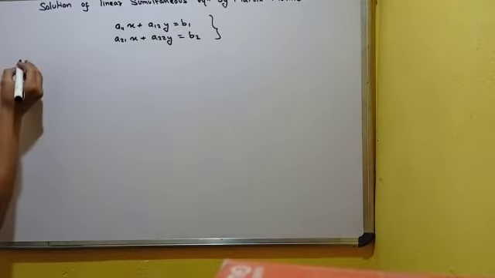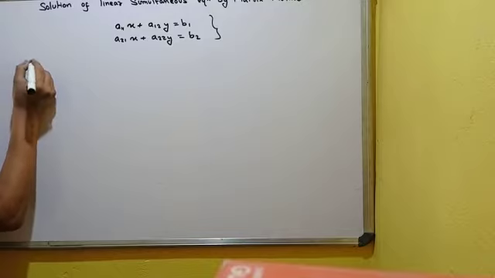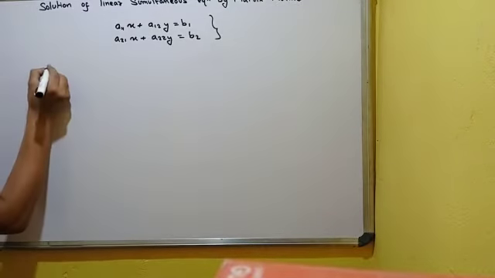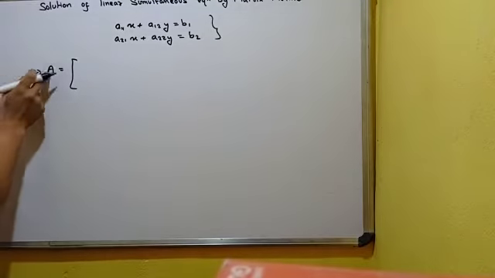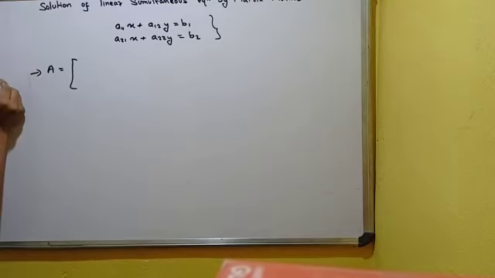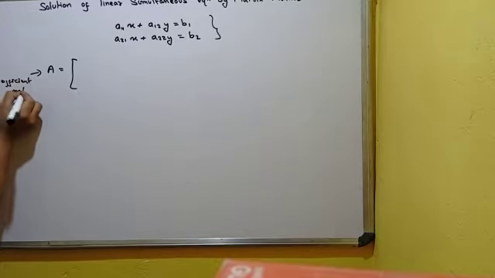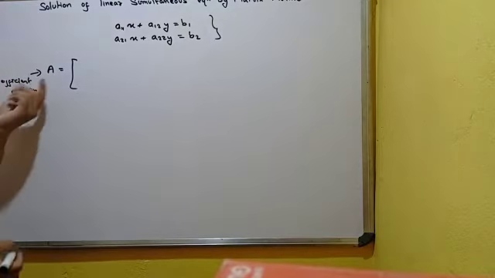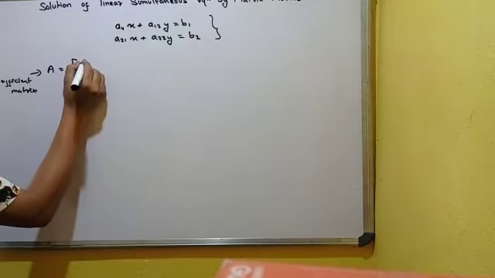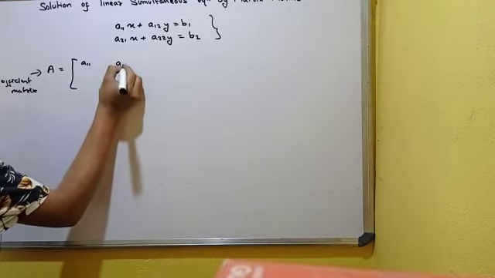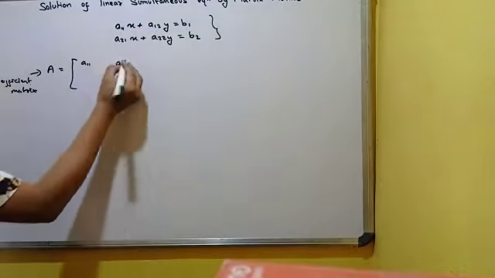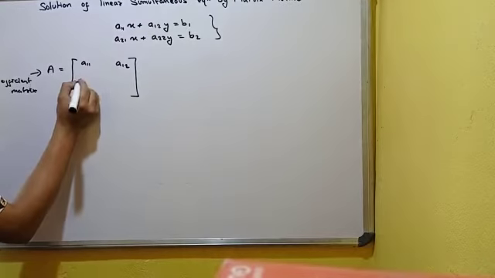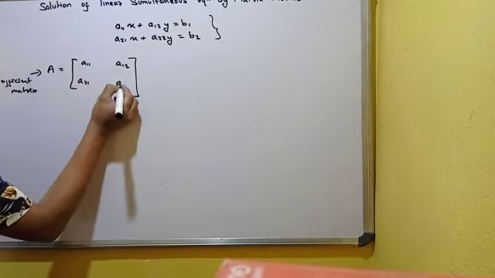So for that, first we have to consider a coefficient matrix. Remember, this A is called the coefficient matrix. It is a matrix of second order if the set of linear equations has two variables, whose elements are the coefficients of x and y.